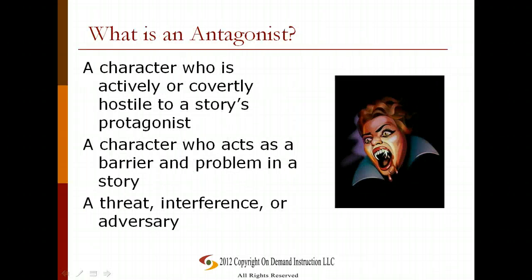So let's take a look at what the antagonist is. This is a character, which could be a person, an animal, even an object sometimes within a story. This character is going to be actively or covertly hostile against the story's protagonist. The antagonist is going to operate as a barrier, is going to create problems, and is going to create or add to the conflict that's going on within the story in an attempt to stop the protagonist or slow the protagonist down as that character attempts to achieve his or her own goals.